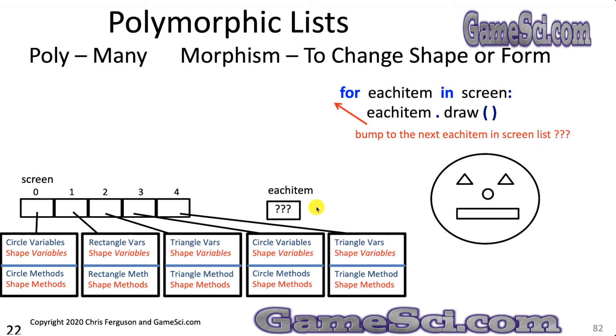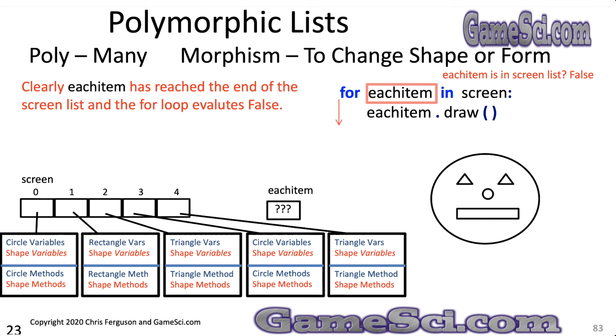However, I've run out of things in the list. What is each item going to point to? Frankly, I'm not sure what each item is going to point to. But when I get back up to the for loop, each item in the screen list is now a false statement. I've run out of objects in the list, so this will return a false. Clearly, each item has reached the end of the screen list, and the loop evaluates to false. And when the loop evaluates to false, it leaves the for loop.